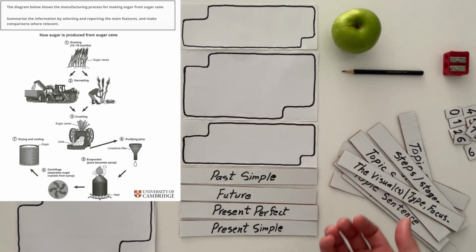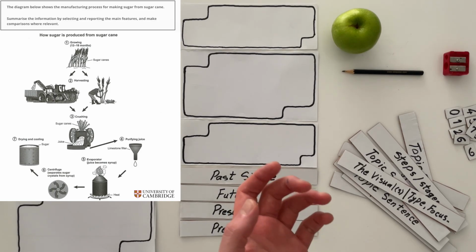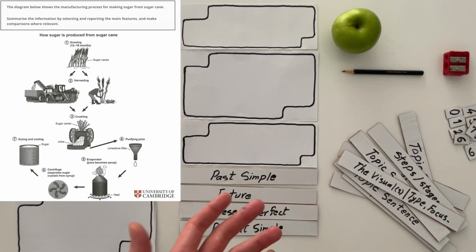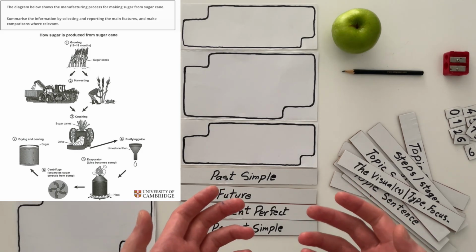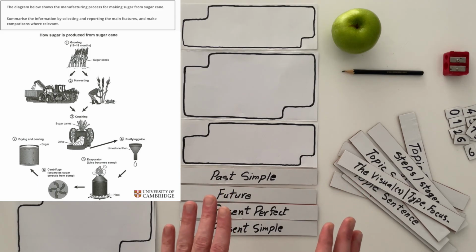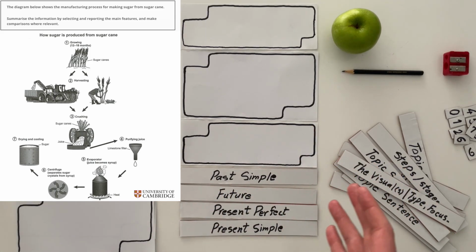Here is the visual. And it says, the diagram below shows the manufacturing process for making sugar from sugarcane. As a grandson of a sugar beet farmer, I can totally relate to this task, and I'm very happy. This is something I'm very excited about.